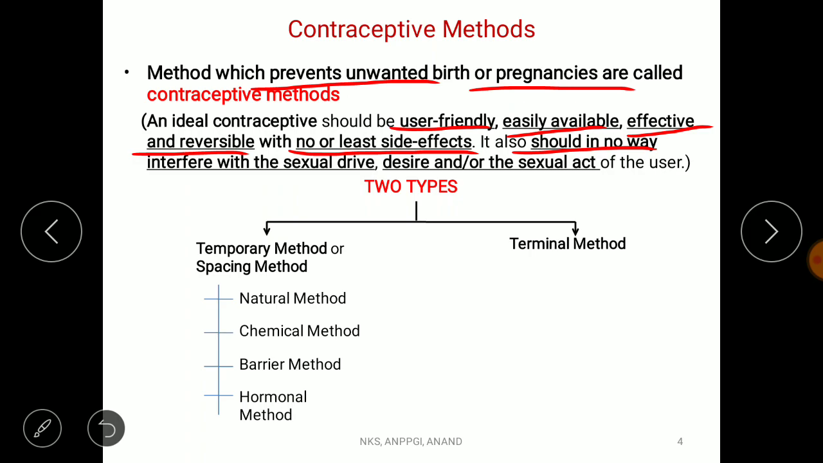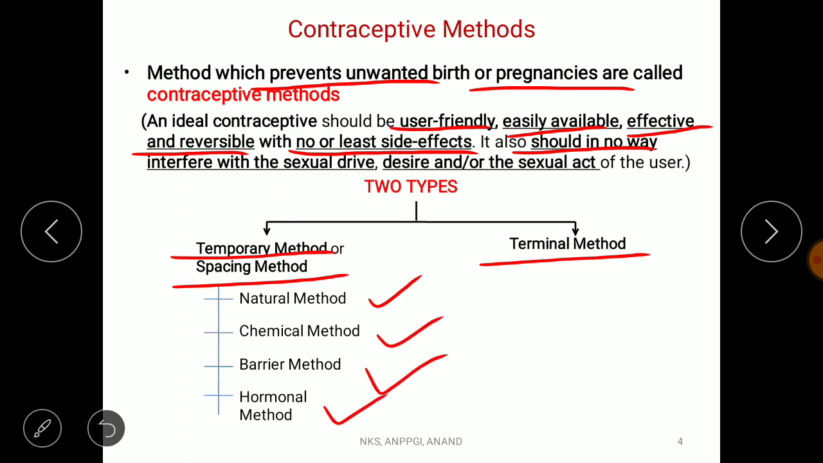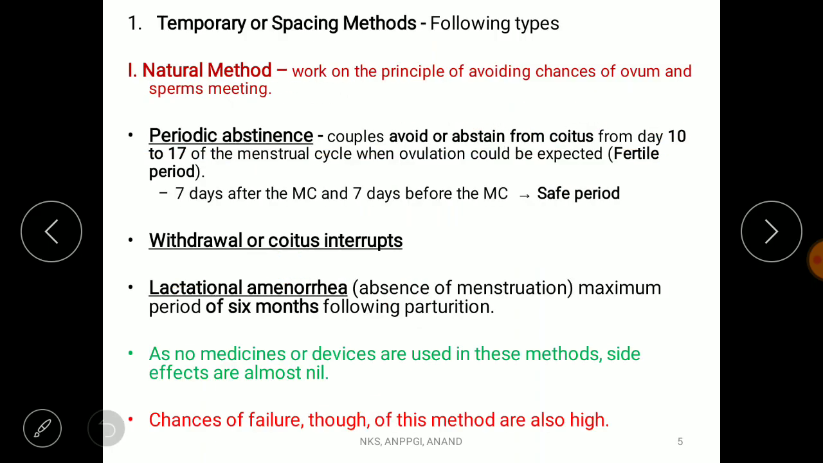Broadly, the contraceptive methods are divided into two types: the temporary method, also called the spacing method, and second, the terminal method. The temporary or spacing method may be natural, chemical, barrier, or hormonal. We discuss them one by one in the next slides. The temporary or spacing method is of the following types. The first is the natural method.